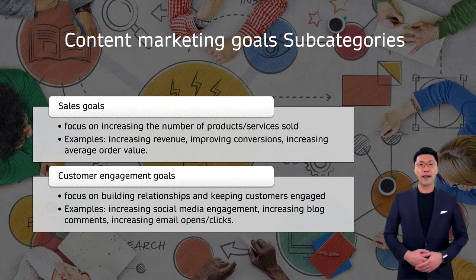Another subcategory of content marketing goals is sales goals. These goals focus on increasing the number of products or services sold by your business. Examples of sales goals include increasing revenue, improving conversions, and increasing the average order value. The next subcategory is customer engagement goals. These goals focus on building relationships with your customers and keeping them engaged with your business. Examples of customer engagement goals include increasing social media engagement, increasing the number of comments on blog posts, and increasing the number of emails opened and clicked.